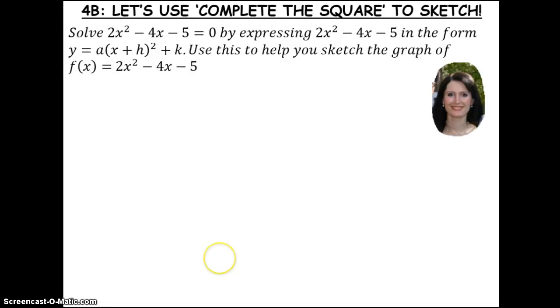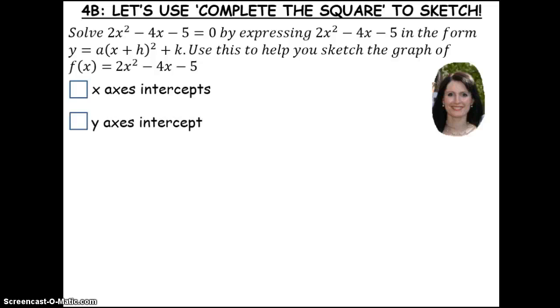There's our graph. We now look at another question, which is to complete the square in order to sketch a graph. So we're going to solve 2x squared minus 4x minus 5 equals 0 by expressing it in the form of y equals a(x plus h) squared plus k. That's turning point form. Use this to help you sketch the graph of f of x equals 2x squared minus 4x minus 5. So let's list the things we need: x-axis intercepts, y-axis intercept, and turning point. Let's start with the x-axis intercepts.